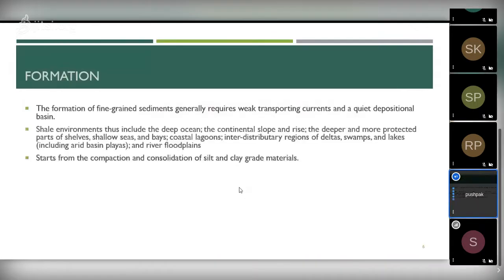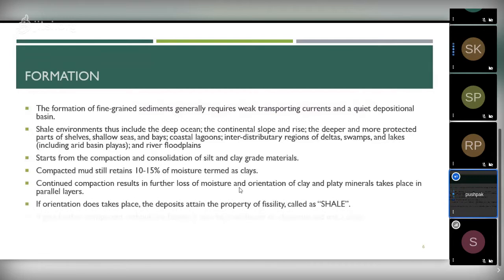Moving ahead, the formation. The formation of fine-grained sediments generally requires... Okay, Pushpak, sorry to interrupt you. You can go back to the previous slide.